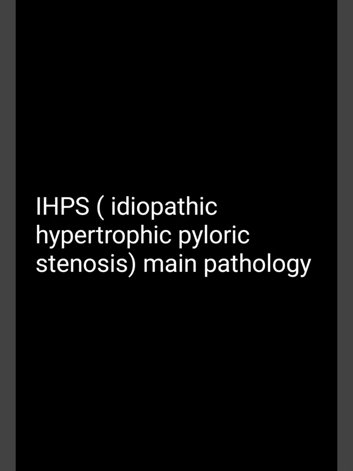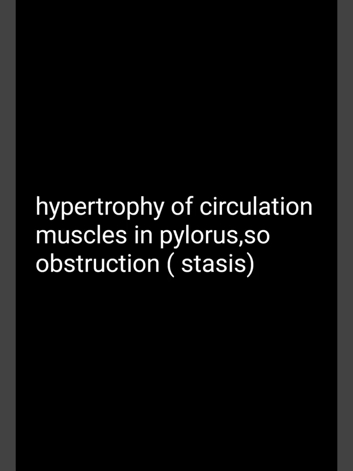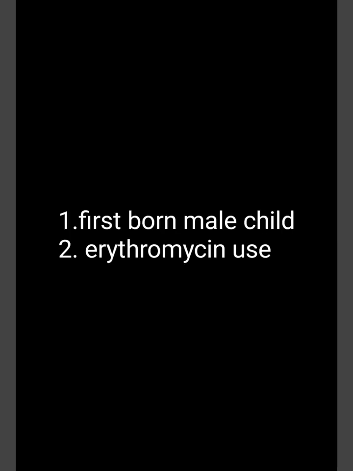IHPS, idiopathic hypertrophic pyloric stenosis. Main pathology: hypertrophy of circular muscles in the pylorus, so obstruction and stasis. What associated conditions are seen in a child with IHPS? 1. Firstborn male child. 2. Erythromycin use. Clinical features of IHPS.